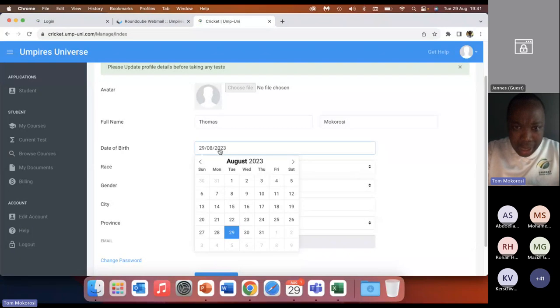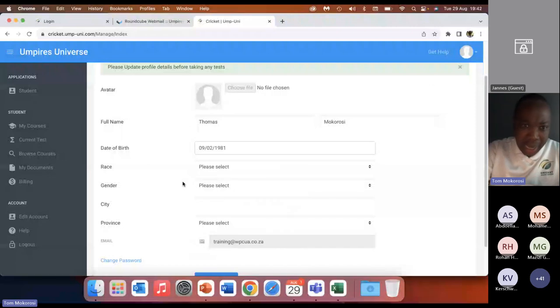Date of birth. If you try and scroll on here, it will take you forever to get to your date of birth, especially if you're old like me. So you need to click on the month. Next, when you hover over the year, then you are able to scroll through the years a lot quicker than if you were scrolling on the left as I was through the months. So once you get to your year, then you can scroll through to the month and select your day.